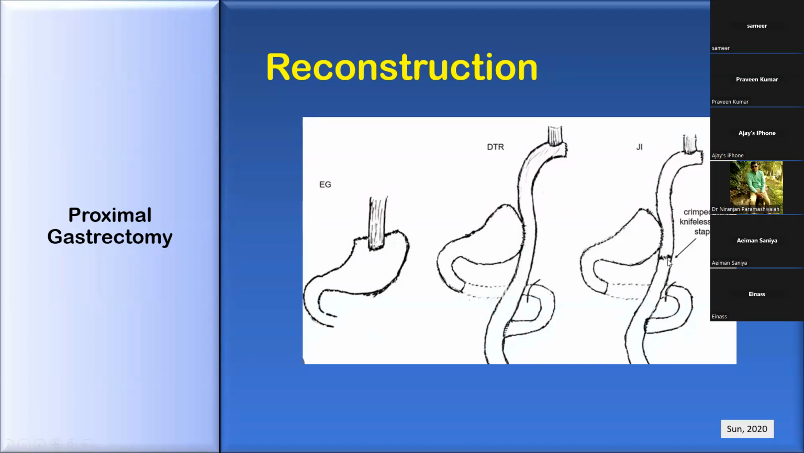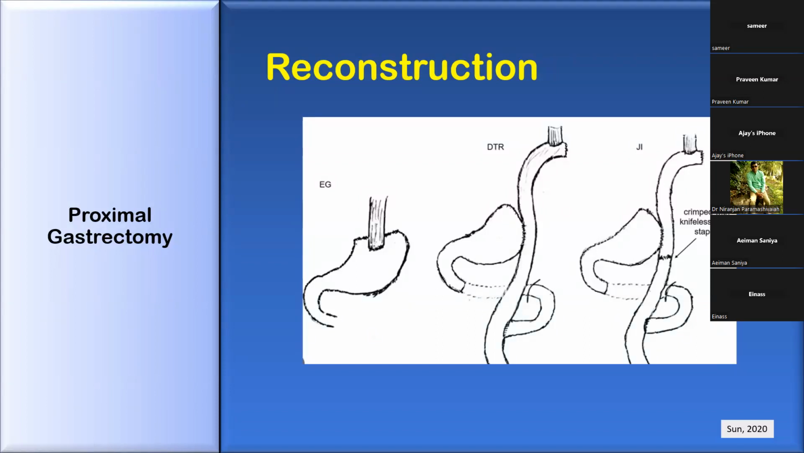You don't cut it, but you just, it's called a knifeless stapling. Don't cut it across, but just staple it, so that this loop of jejunum is blocked here. So the food from the esophagus comes into this loop of jejunum, all of it gets into the stomach and then into this loop and then enters the jejunum. Okay, so this is a configuration. There is no difference in any of these.